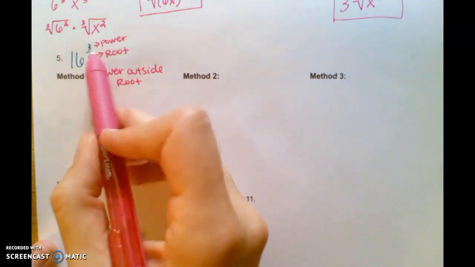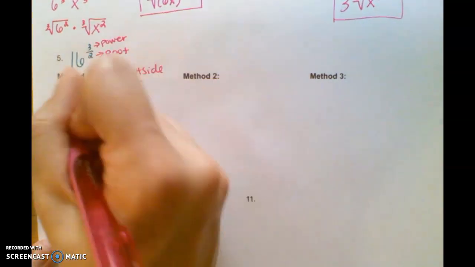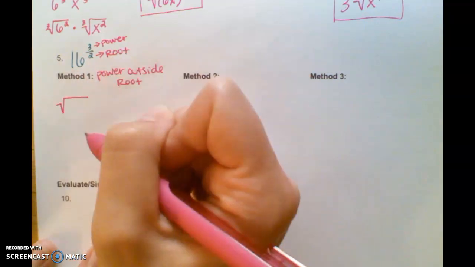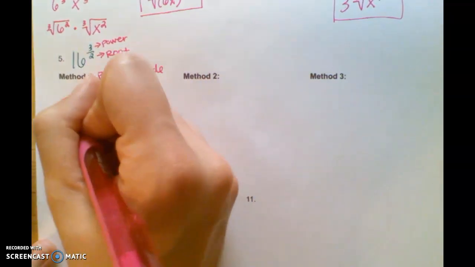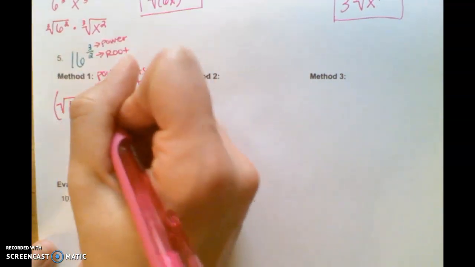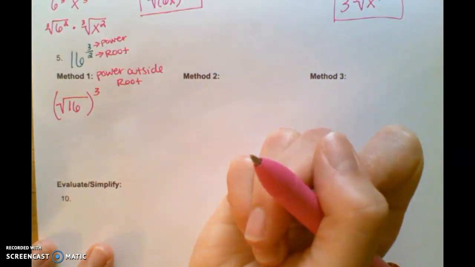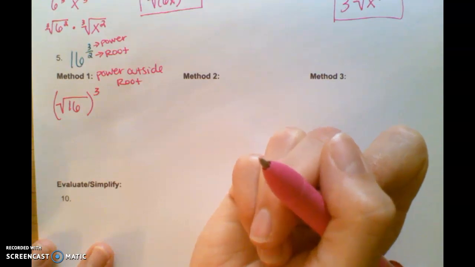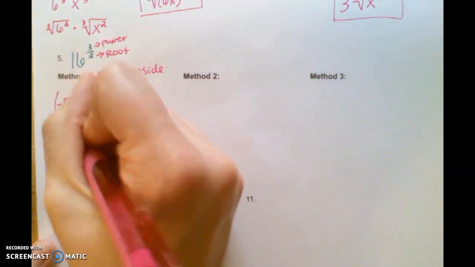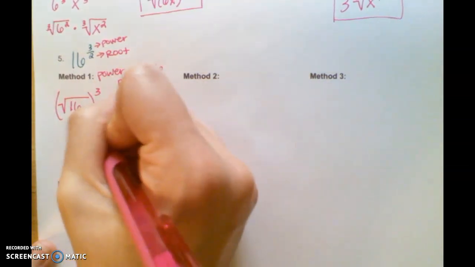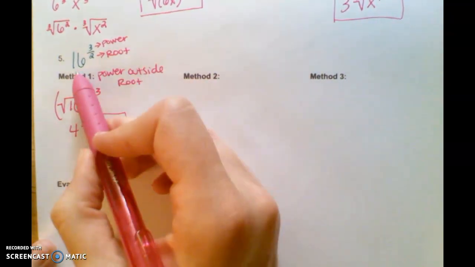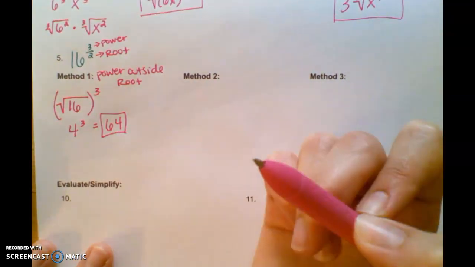So this tells us we have a square root. Remember, when it's a square root, you don't have to put an index there. The square root of 16, I'm going to put the power outside of the root. Square root of 16 cubed. Well, this one we're actually going to evaluate it. What is the square root of 16? The square root of 16 is 4. So now we have 4 cubed, and 4 cubed is 64. So 16 to the 3/2 is 64.